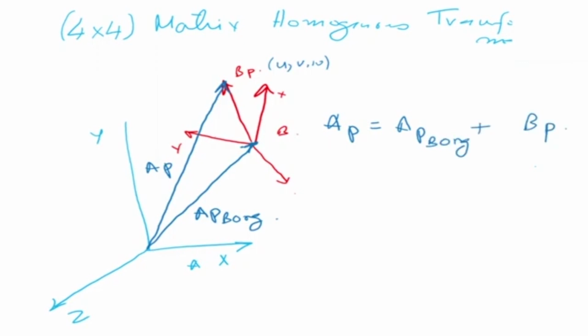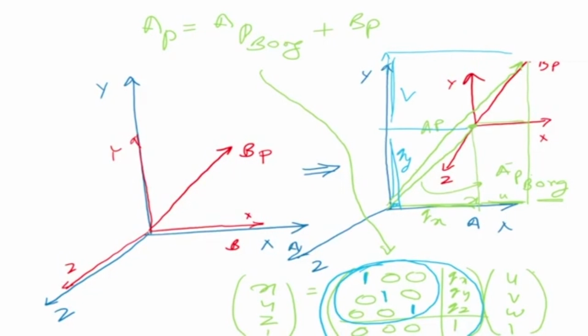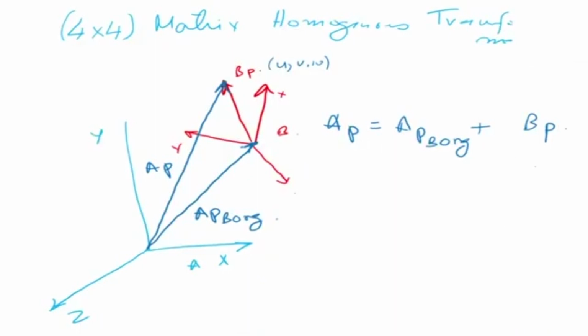Okay, so something to note here carefully is that when I wrote this equation AP is equal to APB ORG plus BP, I make the assumption that there is no rotation between the two frames. Okay, that is something that is to be noted. Now, if there is rotation, then I need to align frame B along with frame A before I can add the vectors.